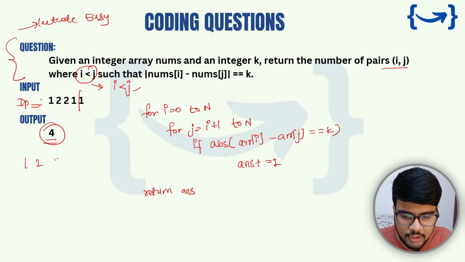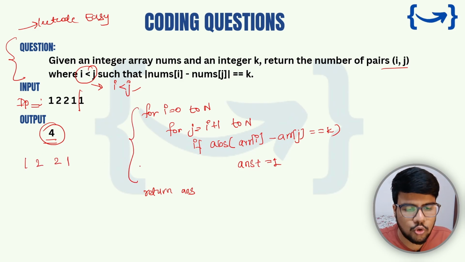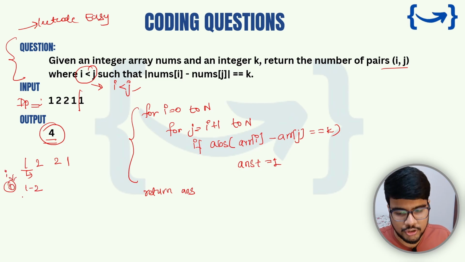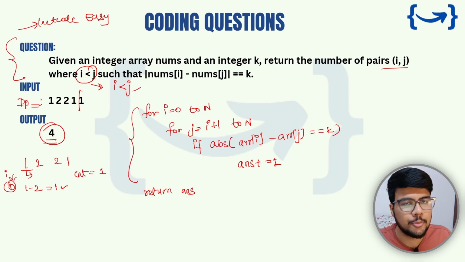Let's say your test case has 1 2 2 1 and you have this pseudo code with you. So for the very first index, for the first iteration, you will do 1 minus 2. Let's say your i is given as 0, to be computer familiar. So 1 minus 2 will give you 1, which is equivalent to k. So create a counter or answer, whatever you want to, and it will be incremented to 1.